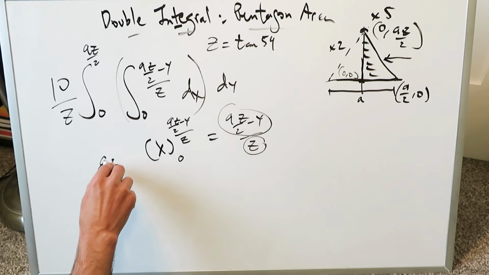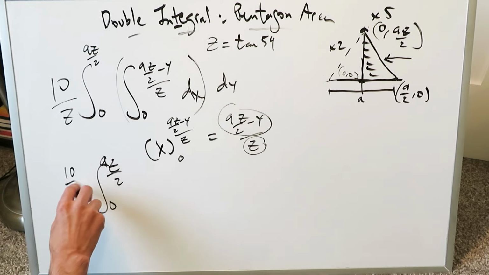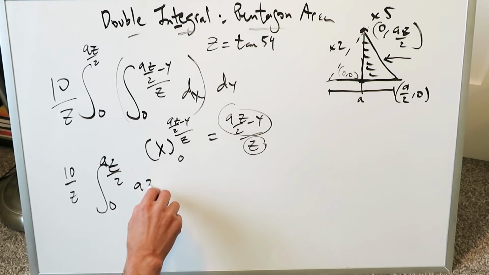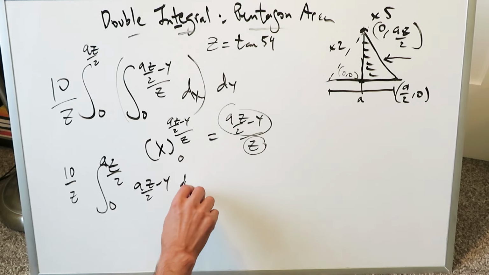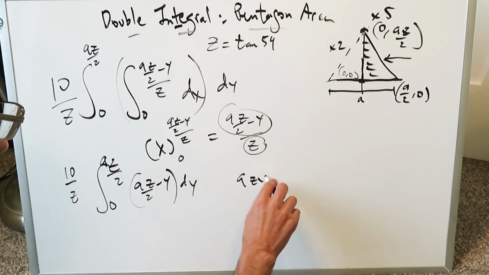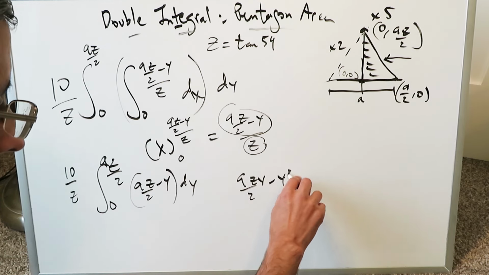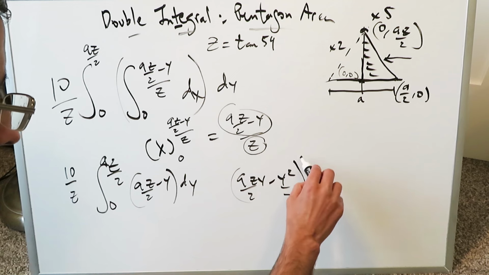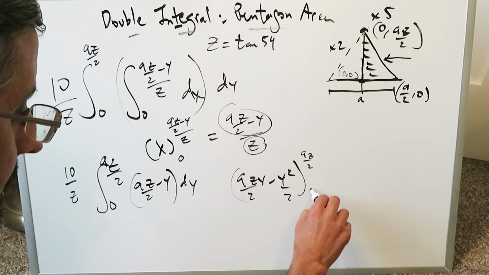Everything in terms of the integral will become az over 2. You have a 1 over z, and then this part, the variable component, az over 2 minus y, dy. You just have to integrate this. When you integrate this, you're getting azy over 2 minus y squared over 2, and then you have an az over 2 and a 0.